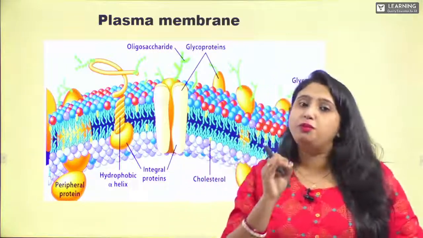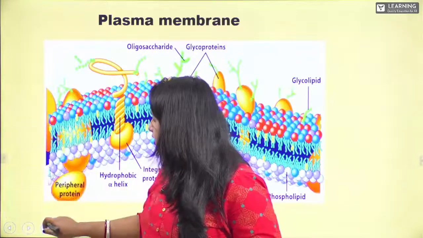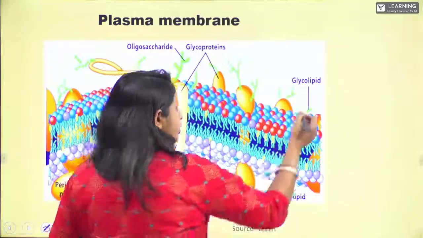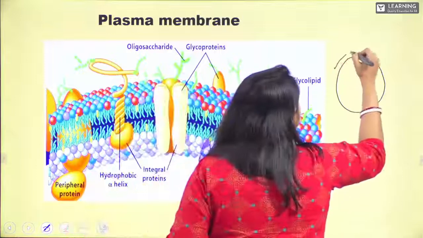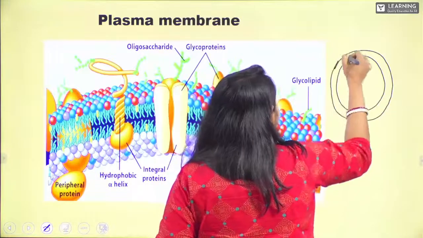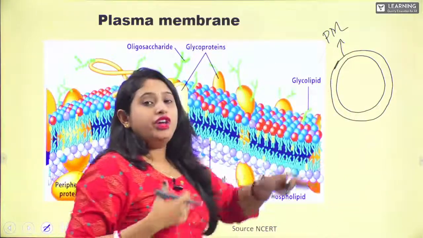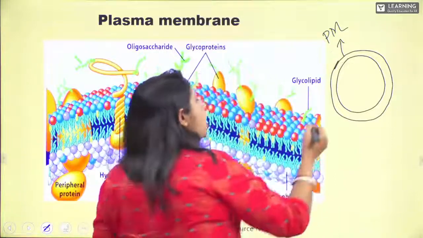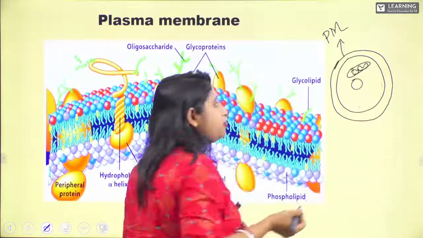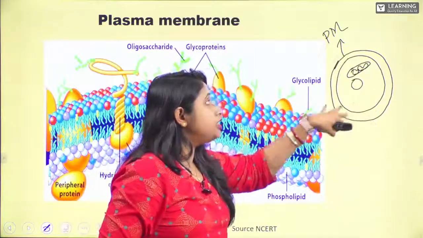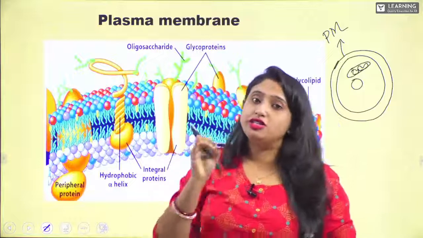When we're talking about the plasma membrane, which one is it exactly? It is the outer membrane, right? If this is a cell, then the plasma membrane will be this one. And inside the cell, various cell organelles will be present, like the nucleus and the mitochondria. The outer surface is your plasma membrane.